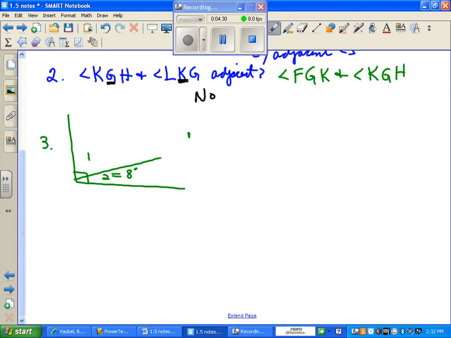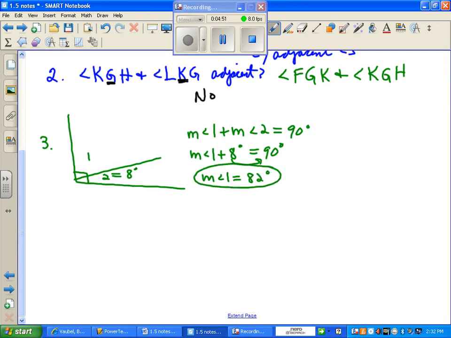Here's what I know. The measure of angle 1 plus the measure of angle 2 is 90 degrees. They told me they were complementary. The measure of angle 1, I don't know, but the measure of angle 2 is 8 degrees. And then I have 90 degrees. When I subtract 8 degrees, the measure of angle 1 will equal 82 degrees. That's angle 1. And you can see that they are complementary. They add up to 90. Plus this box tells you they're going to add up to 90.